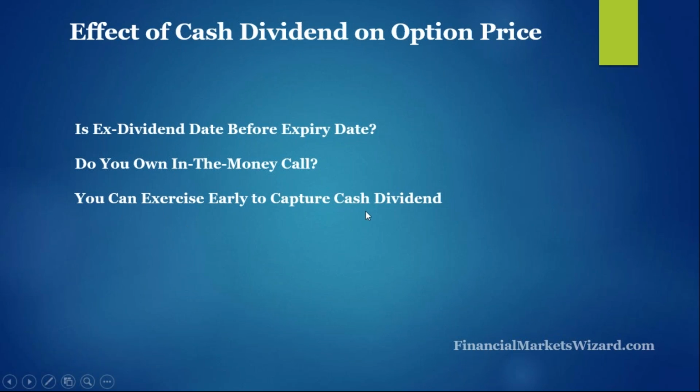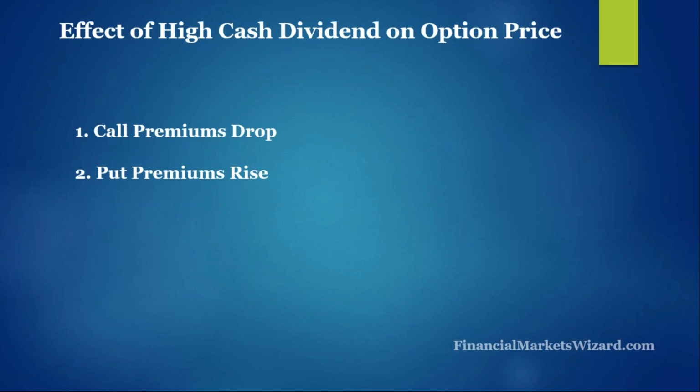And you can exercise early to capture the cash dividend. So suppose expiry is on Tuesday and the ex-dividend date is on Tuesday, you can exercise your option on Monday to capture that dividend. You call your broker and say, okay, I'm exercising my option, I want to buy shares on Monday. So you buy shares on Monday, you will get the dividend on Tuesday because the ex-dividend date is on Tuesday. So you have to keep in mind all these 3 variables.